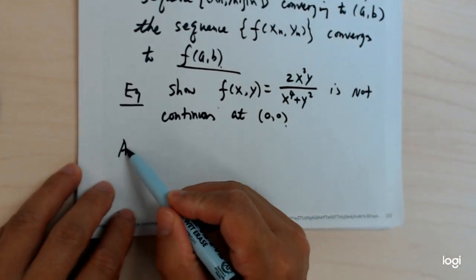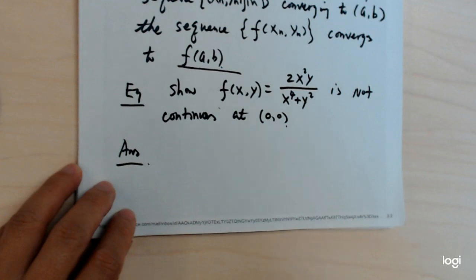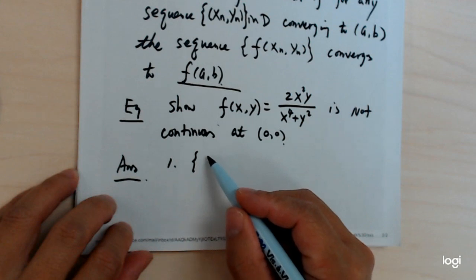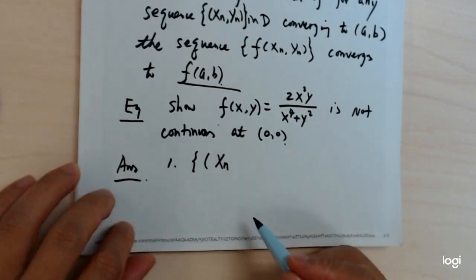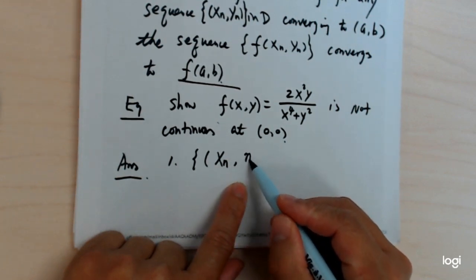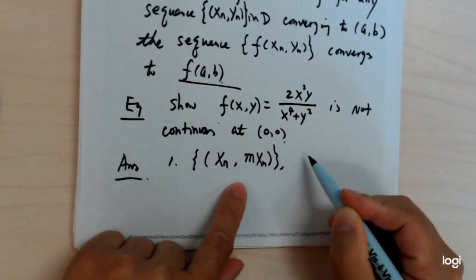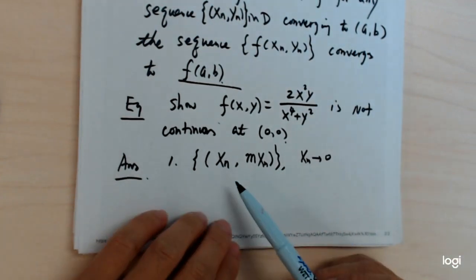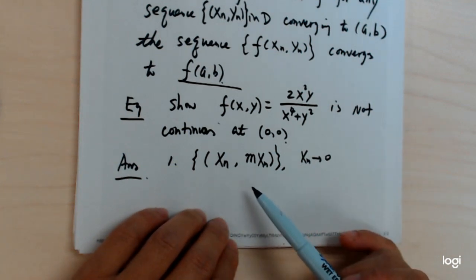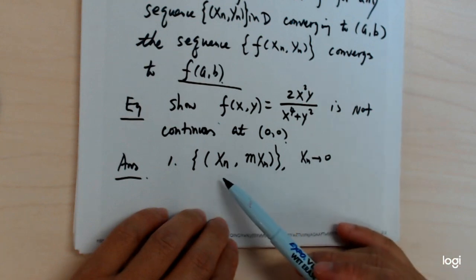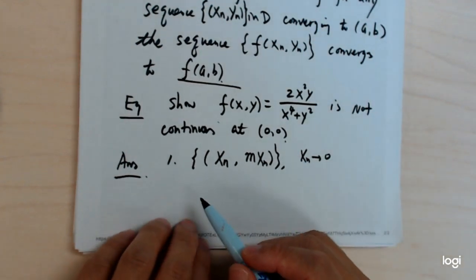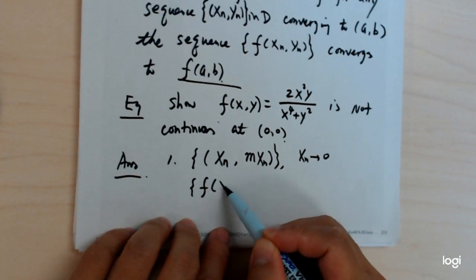So here's a quick answer. I'm going to consider the following two different sequences that both go to 0. Let x be xn, and let yn be m times xn, and let xn go to 0. So this is obviously a path along a straight line. If I let xn go to 0, this pair obviously goes to (0, 0). And then I try to plug this sequence into f.